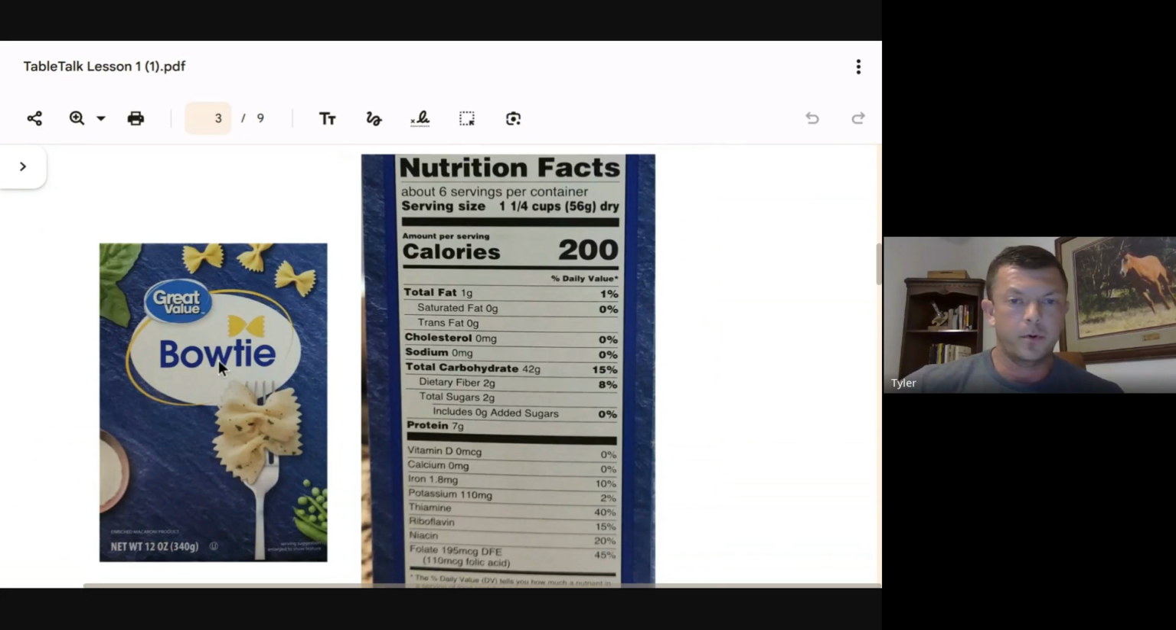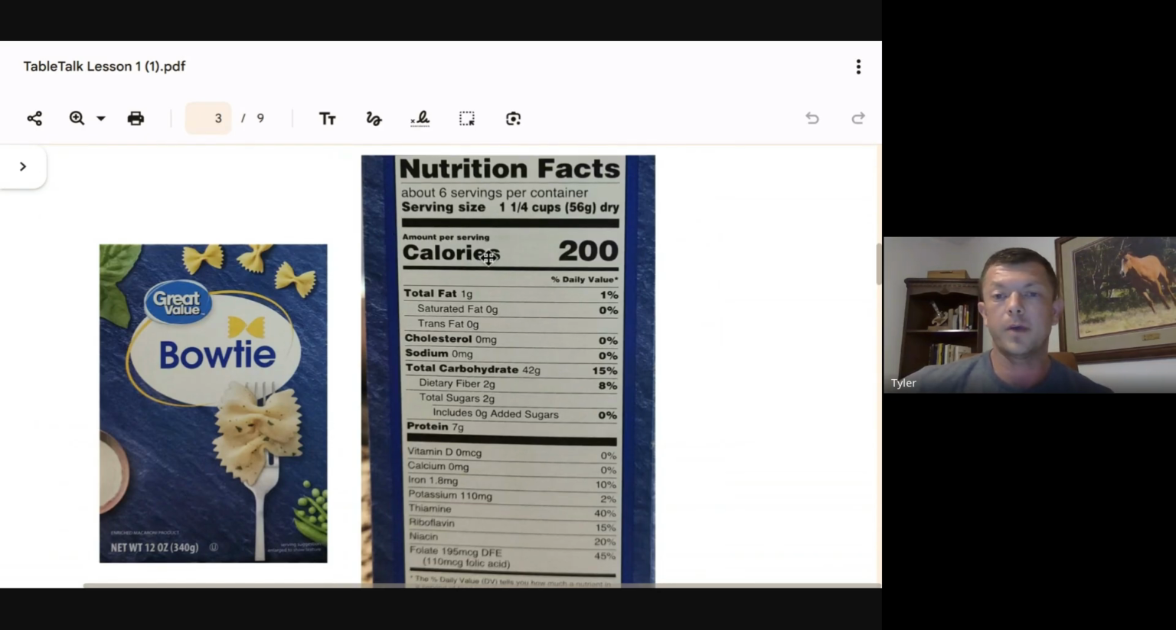So in this example, Walmart brand bow tie pasta, we're going to look at a few things here to show the differences in a product that has, I don't know if you'll be able to see it or not. It has the exact same ingredients as the next one, in the same order, in the same quantity, and a lot of things are the same on this. We're going to point out and really look at the serving sizes to tell.